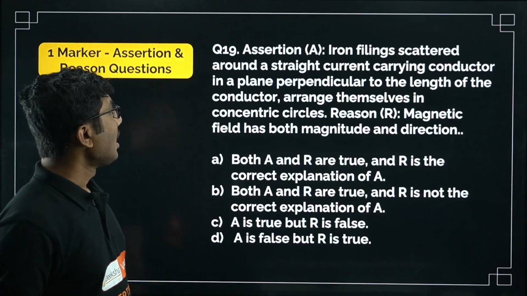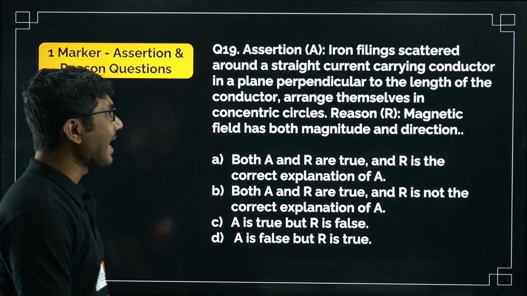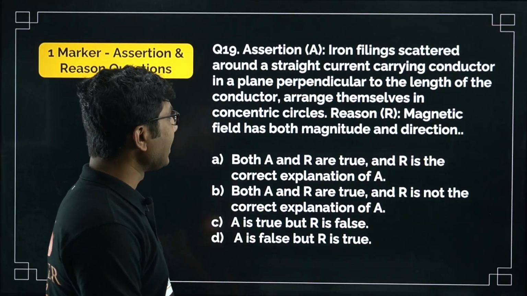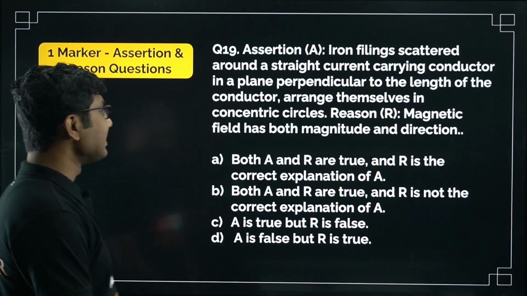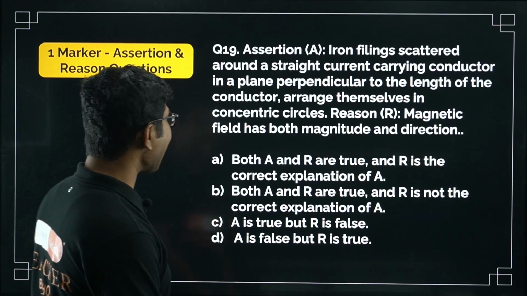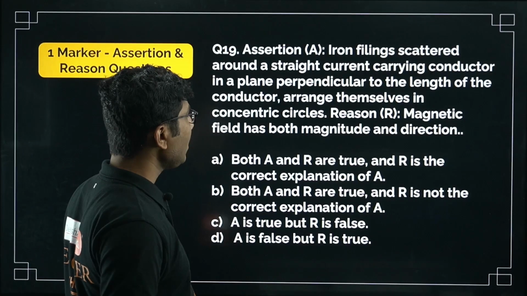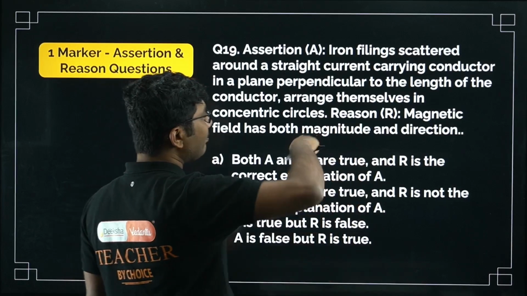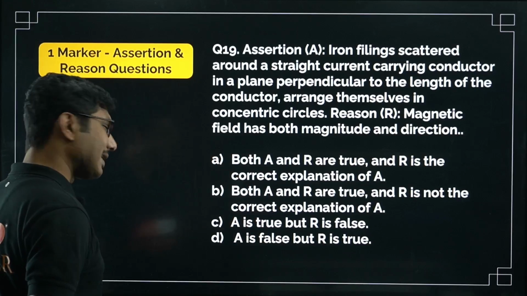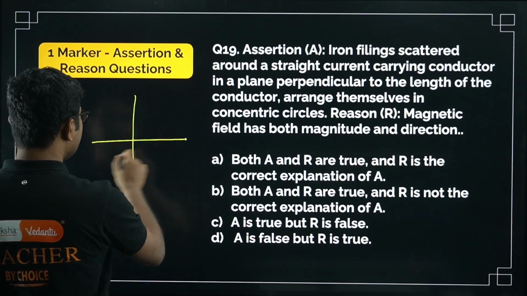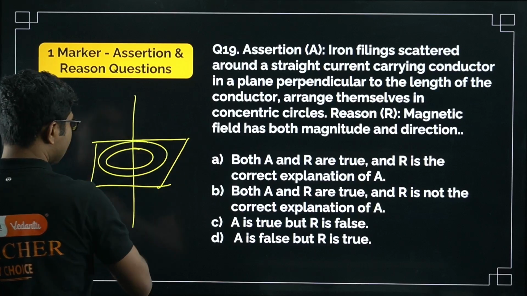Next question. Assertion: iron filings scattered around a straight current carrying conductor in a plane perpendicular to the length of the conductor arrange themselves in concentric circles. So what is the reason? Reason: magnetic field has both magnitude and direction, okay. So first, when you put iron filings along the length of the conductor, they arrange themselves in concentric circles, yes. We have seen this during our class discussion that they form concentric circles, right, if you tap it.